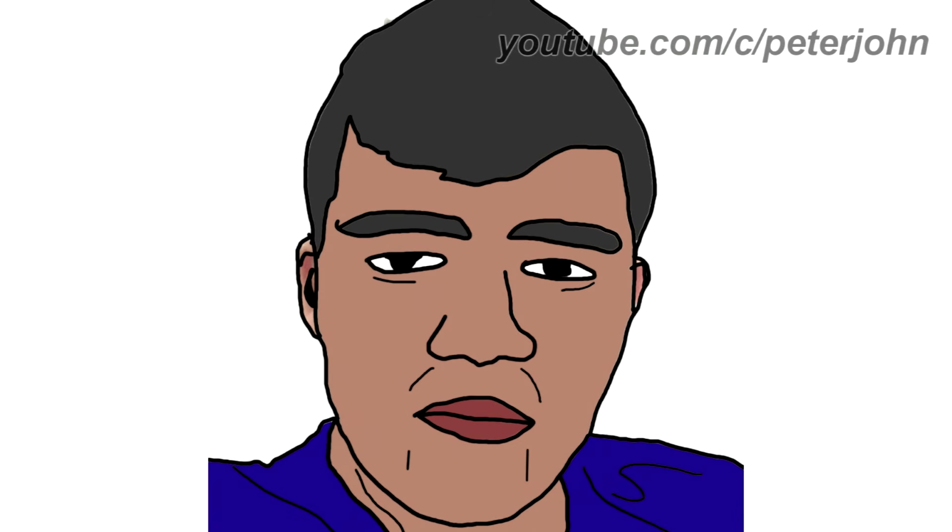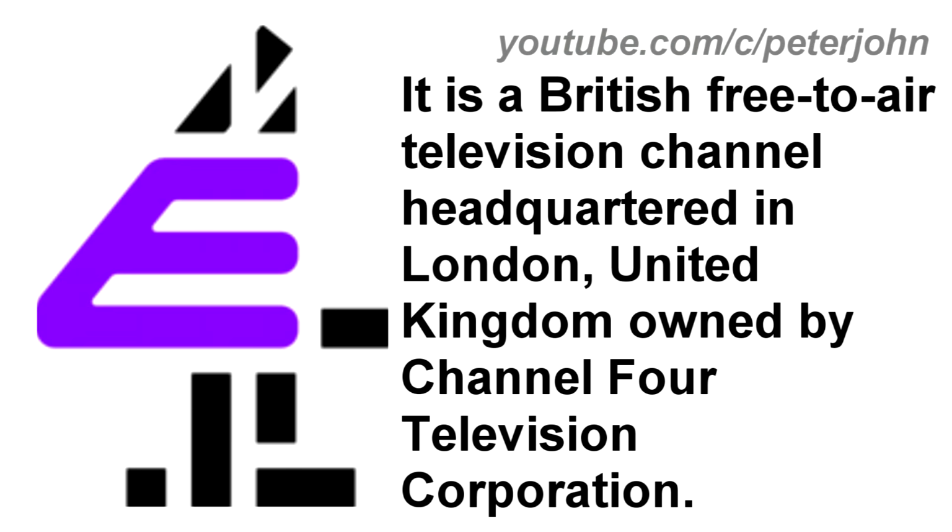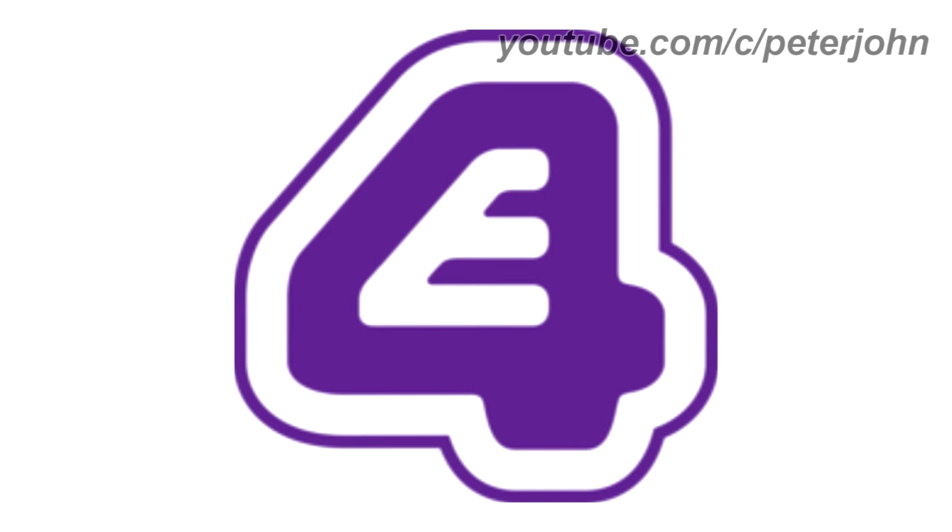Okay, now I'm gonna talk about E4. It is a British free-to-air television channel headquartered in London, United Kingdom, owned by Channel 4 Television Corporation. 2001 to 2018, there is a rounded number 4 on a purple outline, and inside it there is a letter E in white text. Here is the HD version and a bumper.